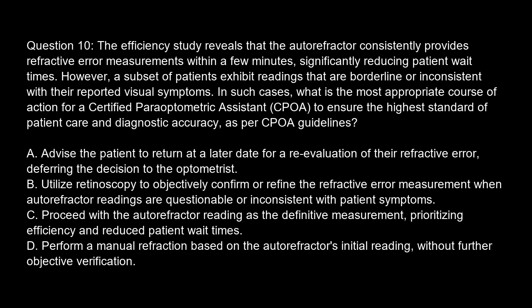Option A. Advise the patient to return at a later date for a re-evaluation of their refractive error, deferring the decision to the optometrist. Option B. Utilize retinoscopy to objectively confirm or refine the refractive error measurement when autorefractor readings are questionable or inconsistent with patient symptoms. Option C. Proceed with the autorefractor reading as the definitive measurement, prioritizing efficiency and reduced patient wait times. Option D. Perform a manual refraction based on the autorefractor's initial reading, without further objective verification.